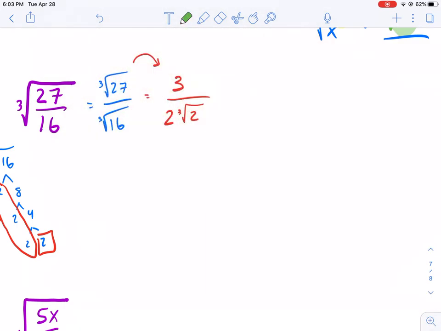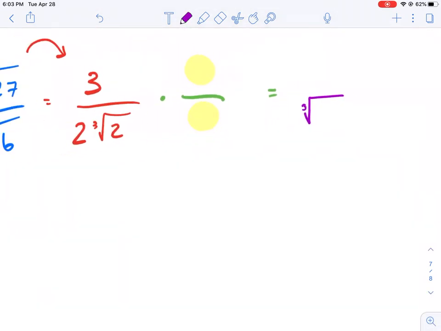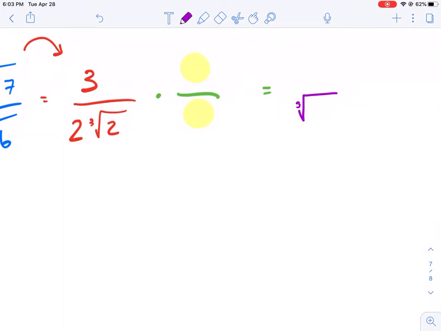So how do we rationalize it? Well, we need to think, what can we multiply the top and bottom by to give us what we want? And what we want is we want there to be a perfect cube in the bottom, so we can take the cube root of it. Well, right now it's 2, and we can't take the cube root of 2, so what could it be? How about 2 to the third? We can take the cube root of that.